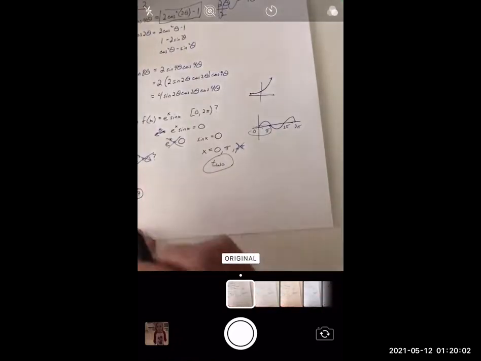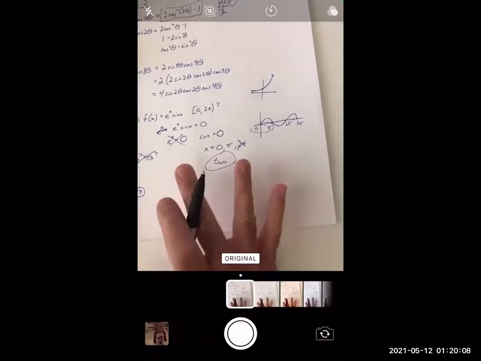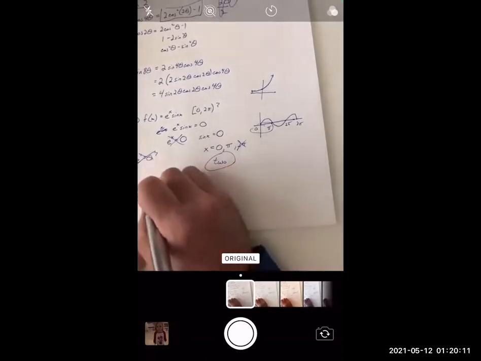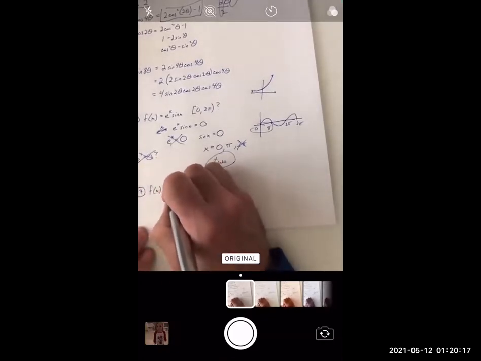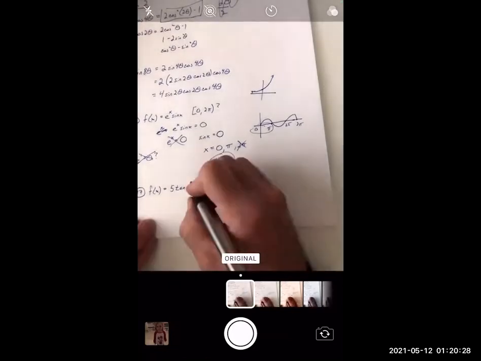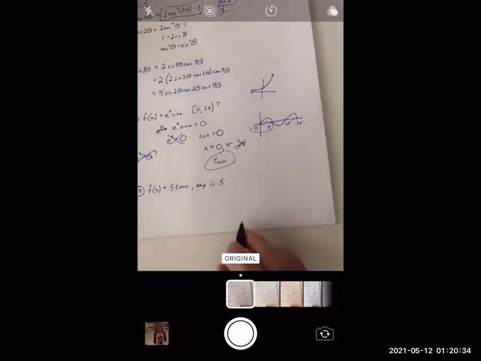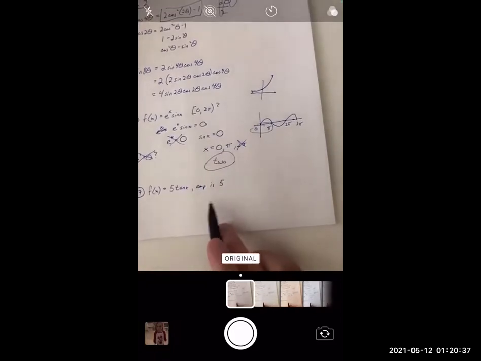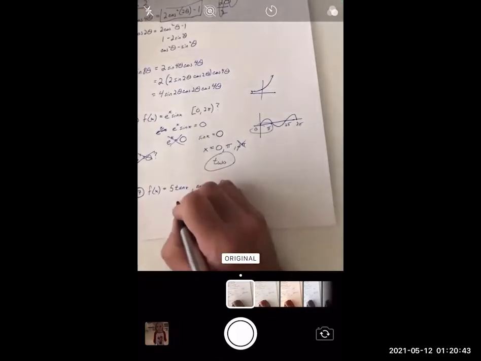Okay, and kind of related to that was question number 17. It didn't ask you to graph it, it just asked you something about the graph of a function. One of them was f of x is equal to 5 tangent x. It was a true and false. I said the amplitude is 5, and the majority of the class put that it was true. But if you did, you missed it because the answer would be false.